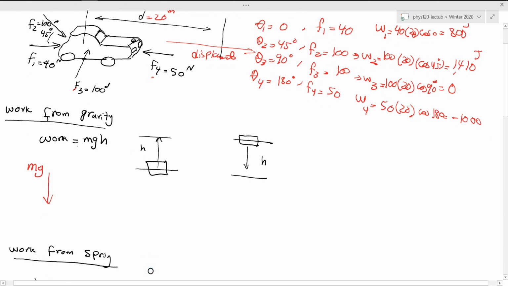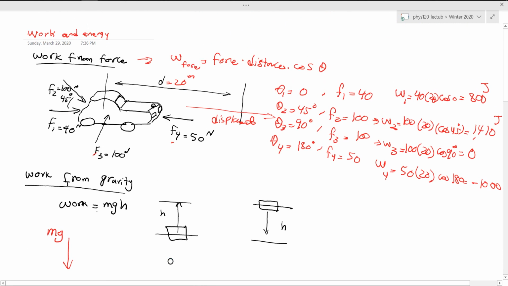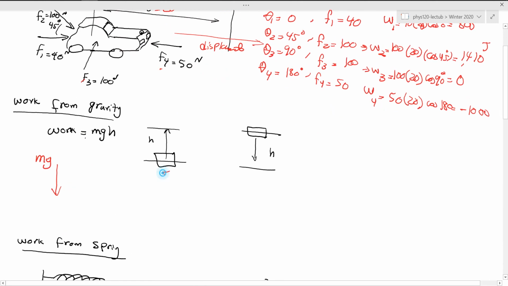Now, if we take a block of, for instance, 5 kilogram, and we move this block 2 meters up, the work that we generate would be equal to, now, 5 kilogram. So 5 kilogram is the mass, then you have to multiply it by g, and we already know the value of g is 9.8.